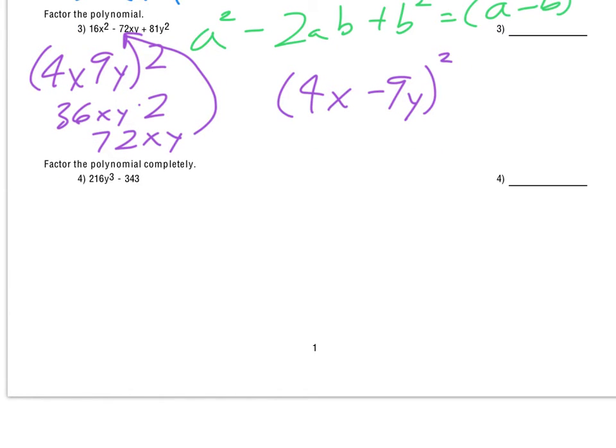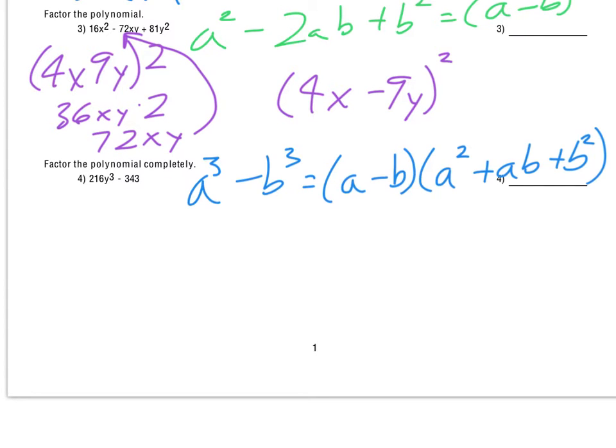Alright, now number 4, we have just two terms, and the y cubed is a strong indicator that we would have a difference of cubes here. And certainly if you look at the 216 and 343, those are perfect cubes. So we use our difference of cubes pattern, which looks just like that. If we have a cubed minus b cubed, it factors as a minus b times a squared plus ab plus b squared. So really what we do is we cube root the two terms that we have.